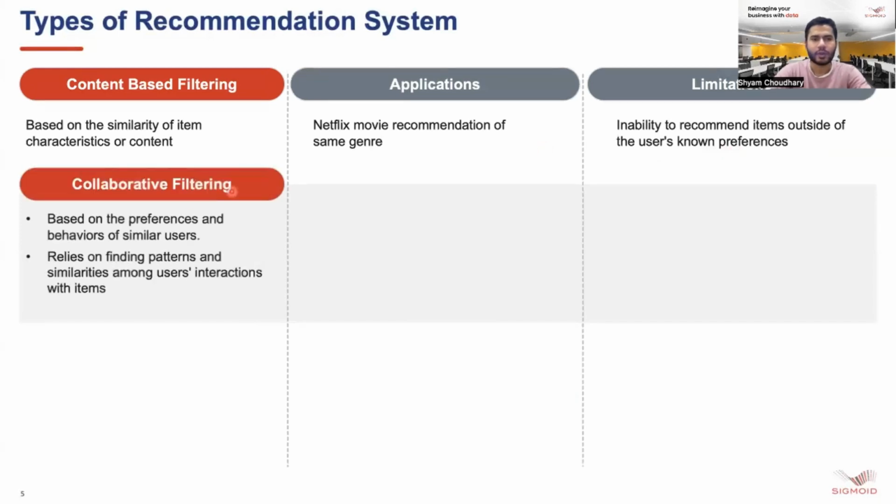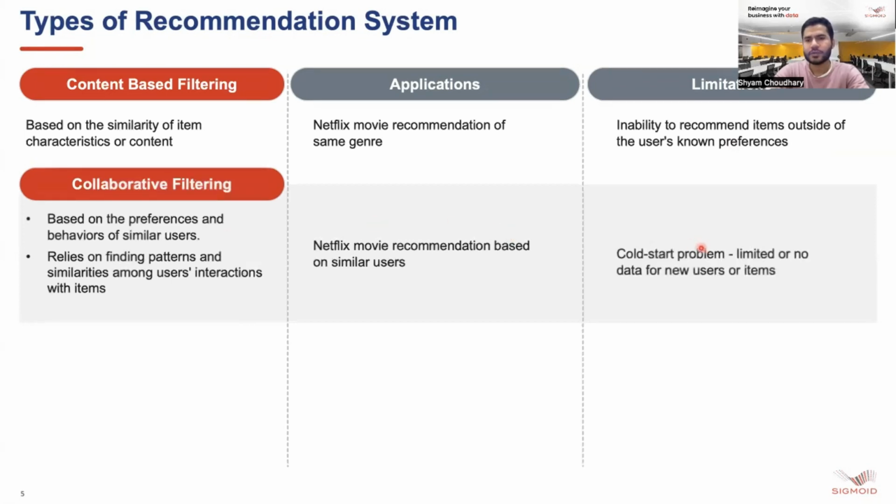Right. Next, we have collaborative filtering. This type of recommendation system is based on the preferences and behavior of similar users. For example, if two users have shown interest in the same movie of the action genre, then another movie of the same genre can be recommended to the user. We have a limitation here also, for example, the cold start problem, where we have limited or no data for a new user or new items, which leads to difficulty in providing recommendations since we lack data for that particular user or item.